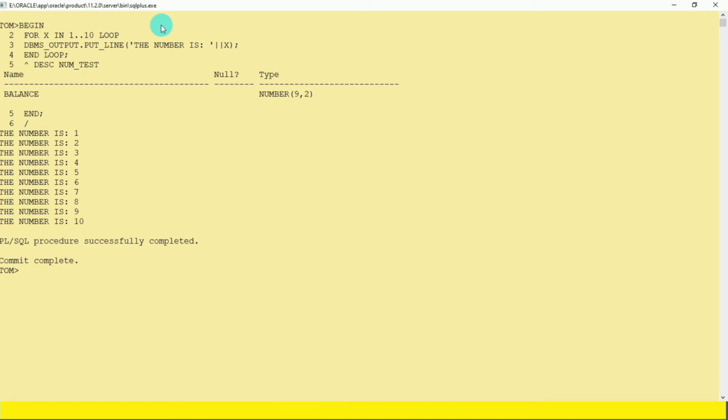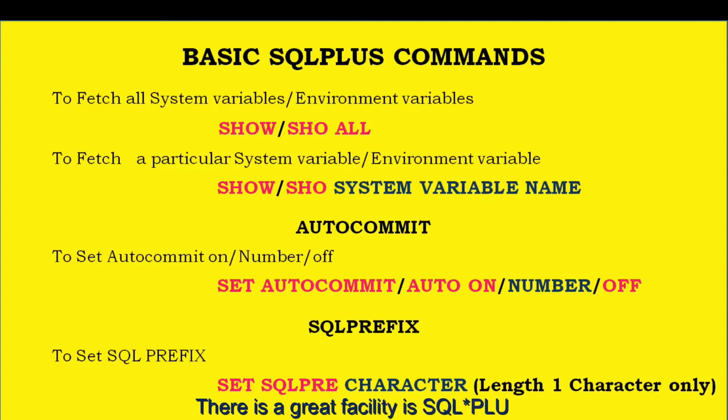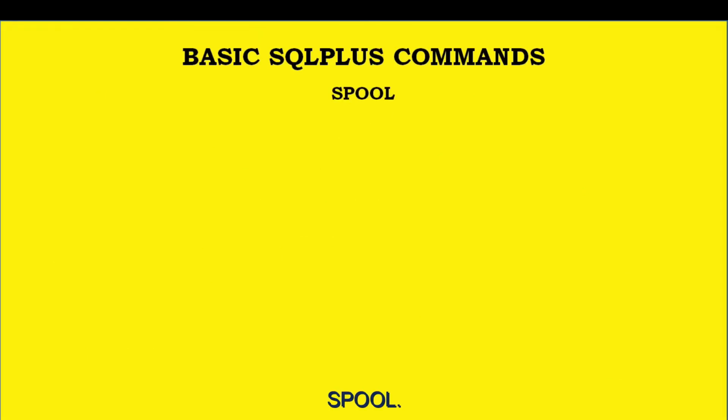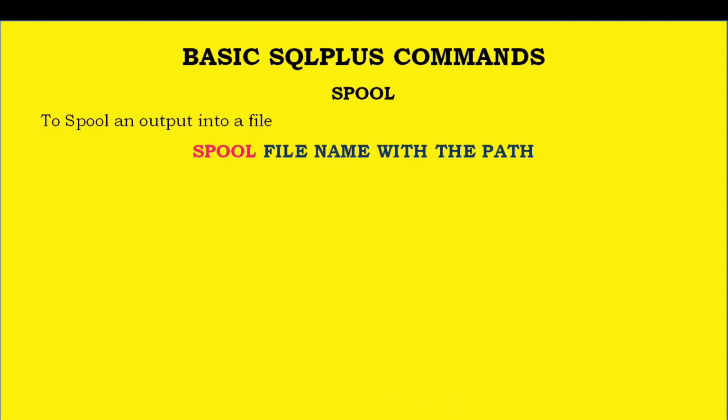That's how it works. There is a great facility in SQL Plus that you can spool the output of an SQL query into a file, and you can keep that file in your desired location. That is spool. To spool output into a file, the command is spool file name with a path to get the file in that location. To stop spool, type spool off. This is after you have spooled the output.